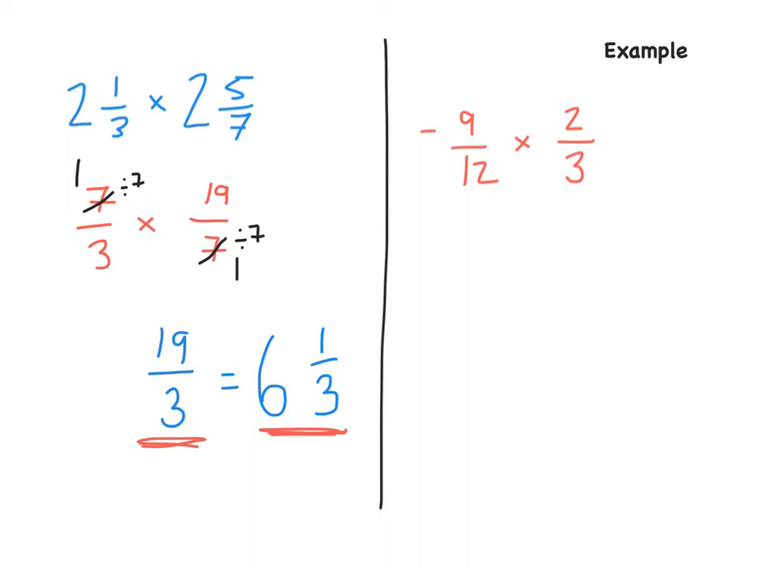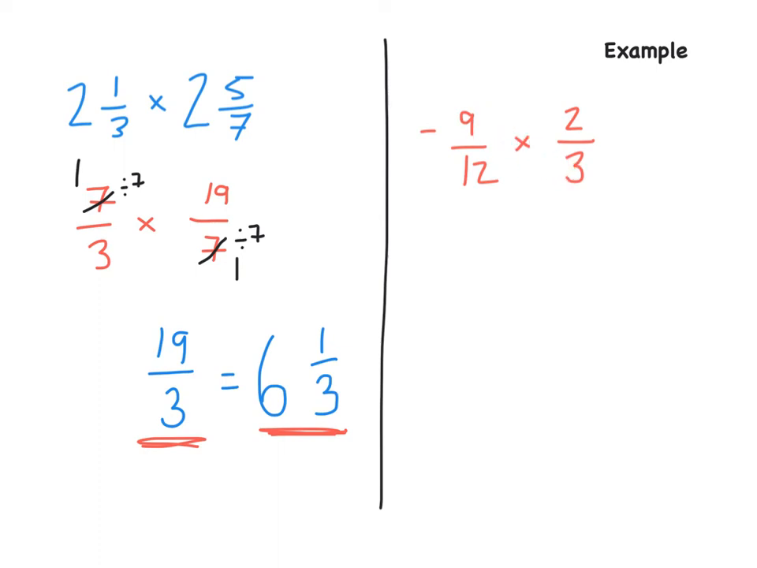We have negative 9/12 times 2/3. What I want you to do, I want you to cross simplify. I want you to try it on this one. Alright, so if we have negative 9/12 times 2/3, one of the things that we could do is cross simplify it both ways. We could cross simplify the 2 and the 12, and we could also cross simplify the 9 and the 3.